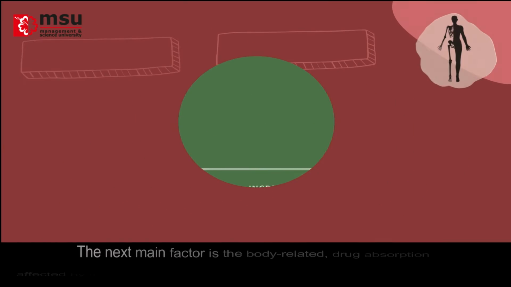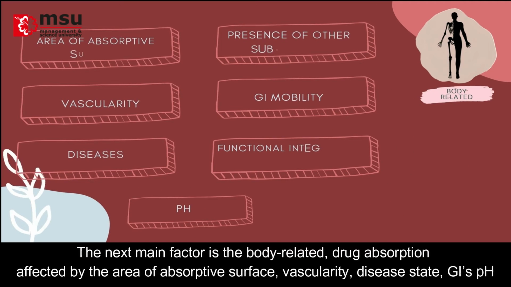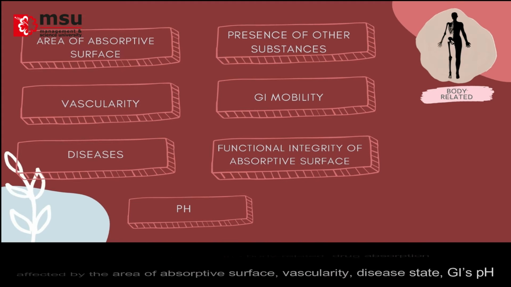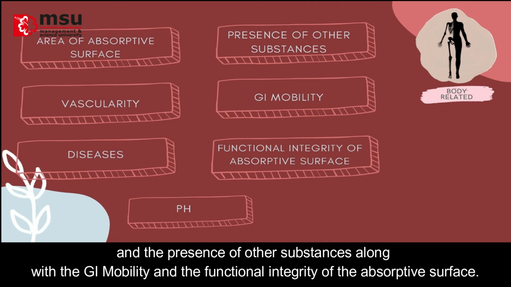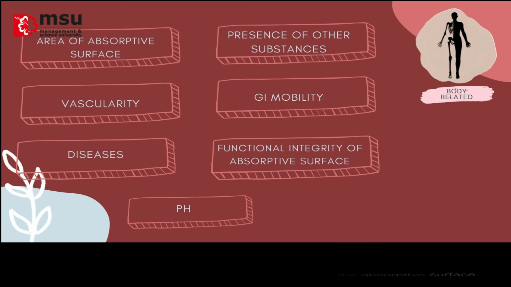The next main factor is the body-related drug absorption, affected by the area of absorptive surface, vascularity, disease state, GI pH and the presence of other substances, along with the GI motility and the functional integrity of the absorptive surface.